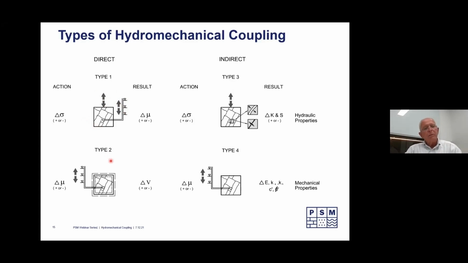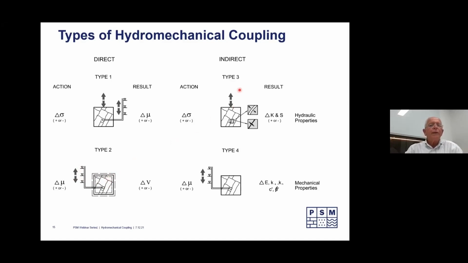Type 2 hydraulic coupling is rarer, but still occurs. That's where we actually change the water pressure that's in the cracks, and we get a volume change. As shown here, that square grows to a bigger square because we're forcing it apart with the water pressure. So the water pressure goes up or down, exerts a force on that block, and we either get swelling or shrinkage as a result of that.